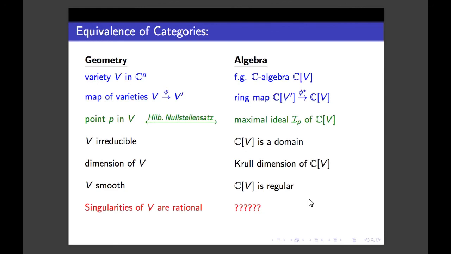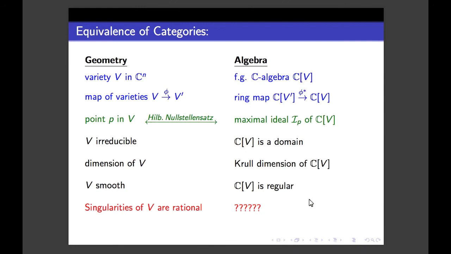So a variety corresponds to the ring, and it turns out, in a one-to-one way, the finitely generated C-algebras correspond to the varieties, and maps between varieties correspond to maps between the rings. Almost any geometric thing you want to say about your variety has an analog in the ring. For example, a point on a variety corresponds to a maximal ideal of the ring. It's all the functions that vanish at the point. There's a one-to-one correspondence there. That's a really famous theorem of Hilbert, the Nullstellensatz. It's usually proved in a first course in algebraic geometry or commutative algebra.